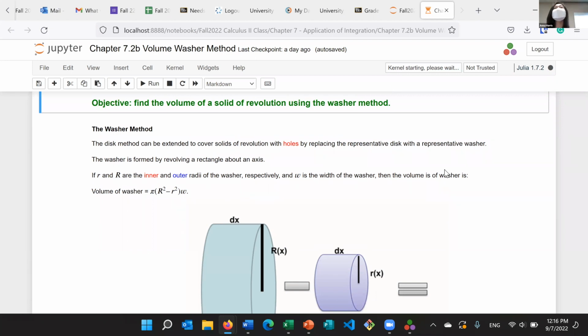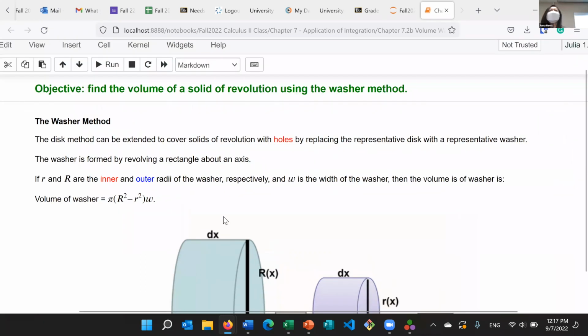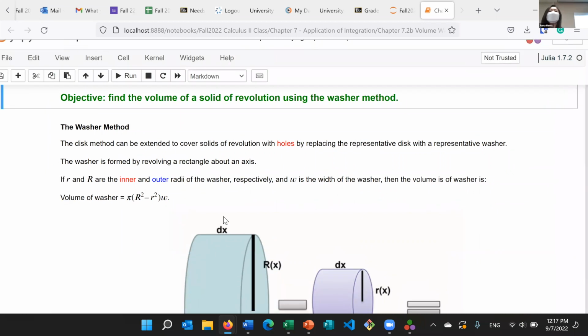So this washer method is also a disk method in a way, because you're finding the volume of a big disk and subtracting what? A small disk. Okay, so look at this washer method. Objective: find the volume of a solid of revolution using the washer method.